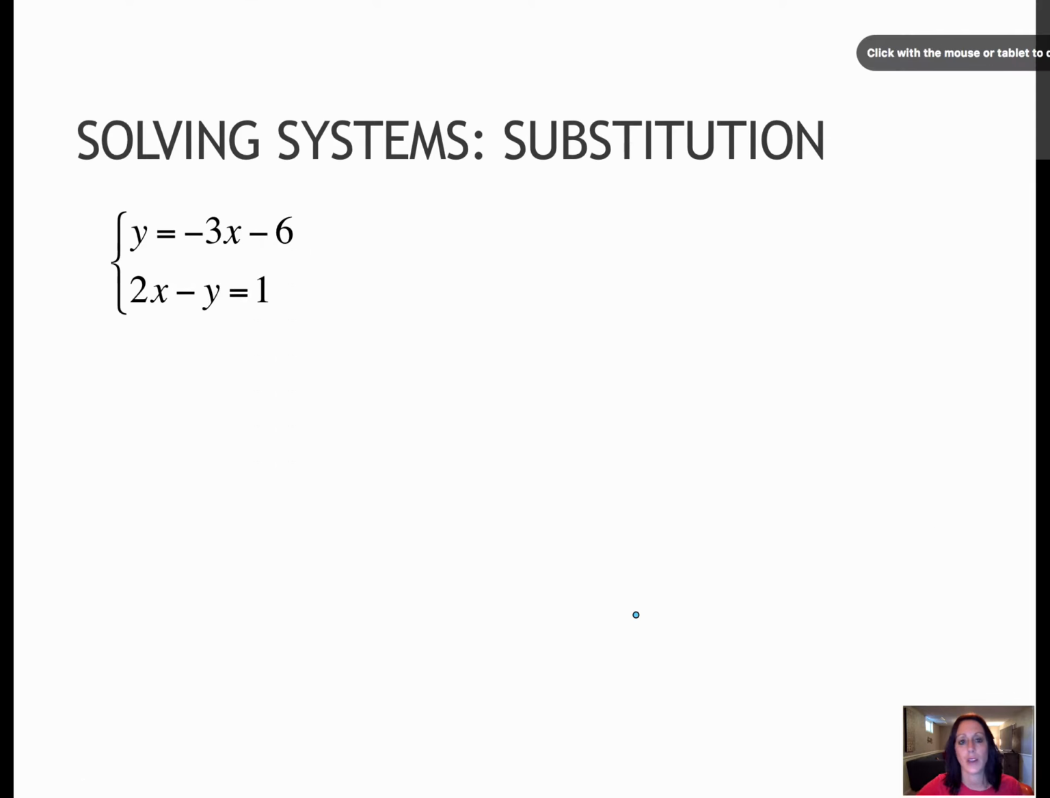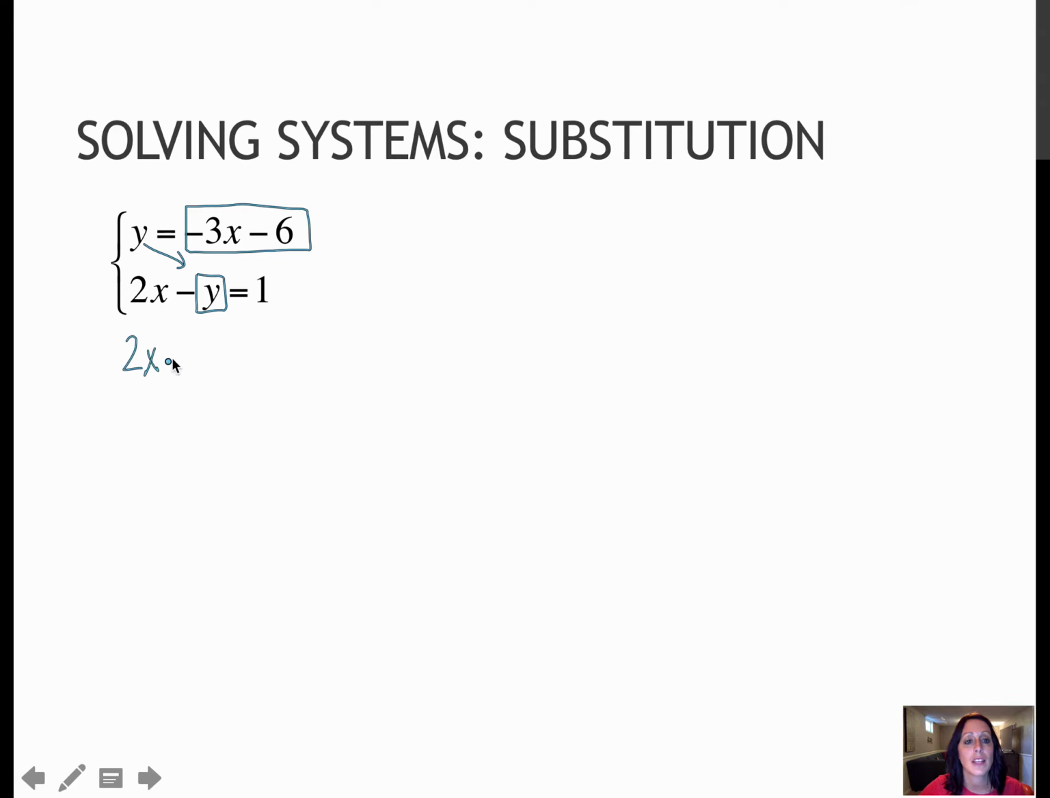So let's take a look at how this will work. Notice on this one, y is by itself. So I'm going to put a box around everything that y is equal to, and I'm going to plug that in for y in the opposite equation. So I'm going to write 2x minus, and instead of y, I'm going to substitute all of the values that y is equal to. But notice I'm just rewriting this equation with this substituted in, this expression.